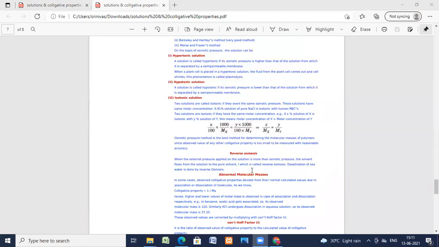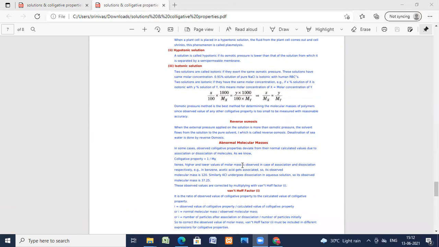And what is reverse osmosis? When external pressure applied on the solution is more than the osmotic pressure, the solvent flows from the solution to the pure solvent. This is called reverse osmosis. Desalination of seawater is done by reverse osmosis; the salt content is removed. When excess pressure is applied on the solution, it moves in the reverse way to that of osmosis, from high concentration to low concentration. That is reverse osmosis.